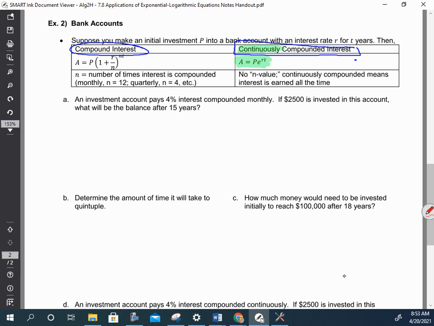All right, so part A. An investment account pays 4% interest, compounded monthly. $2,500 is invested in this account. What will be the balance after 15 years? This is just a straightforward plug and chug problem. Since they told us monthly, we go to the first formula directly.